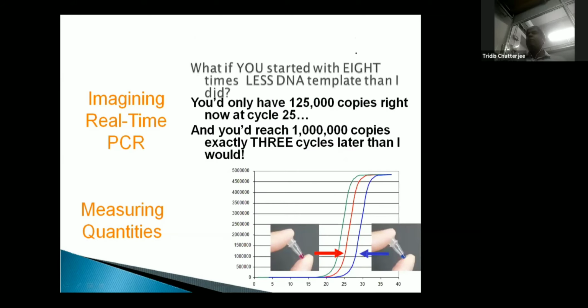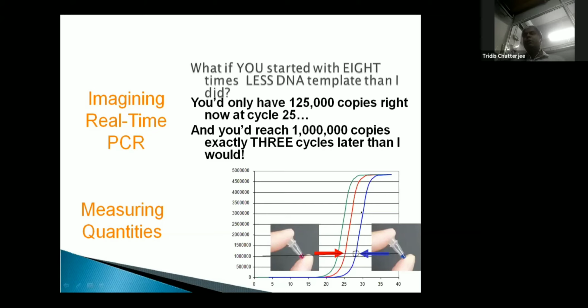So even if I put the same data into the curve, it looks like this. Again, our benchmark is 10 lakh. At 10 lakh, someone who has started with 4 times more DNA reached 2 cycles earlier, and someone who has started with 8 times less DNA has taken 3 cycles more to reach the same threshold.